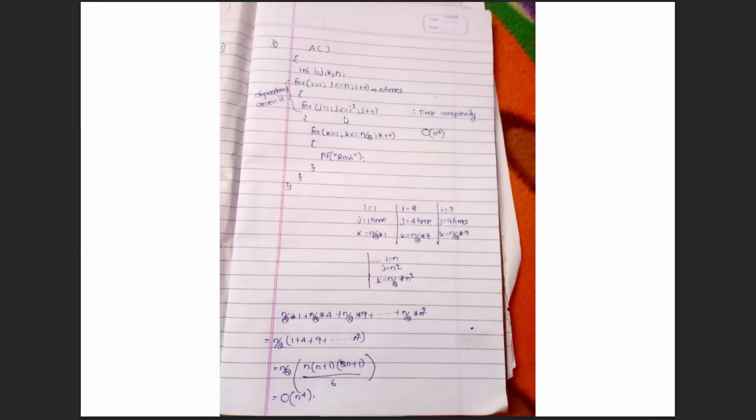the value of j is depending on the i value. So whenever a loop is depending on the other loop, whenever you see the dependency between these two loops, you need to unroll it. It means you have to take each value and see what will happen for each value. So you have to calculate for each value from this loop.